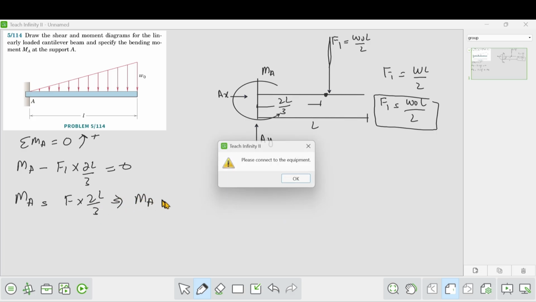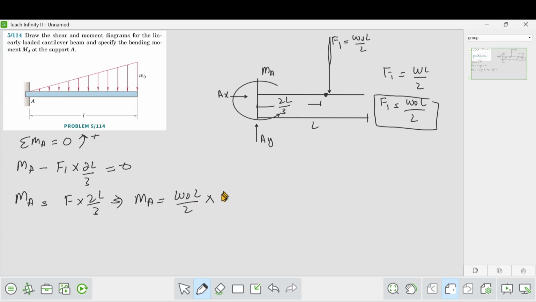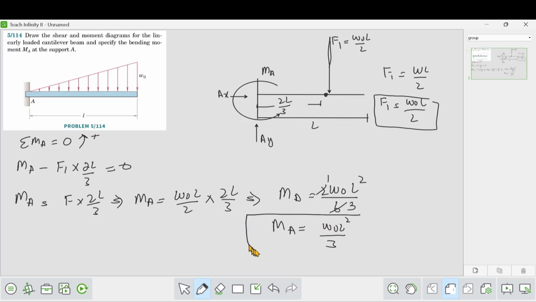MA equals F1, whose value is omega naught L divided by 2, multiplied by 2L divided by 3. So MA is 2 omega naught L square divided by 6, since 2 ones are 2 and 2 threes are 6. So MA is omega naught L square divided by 3.